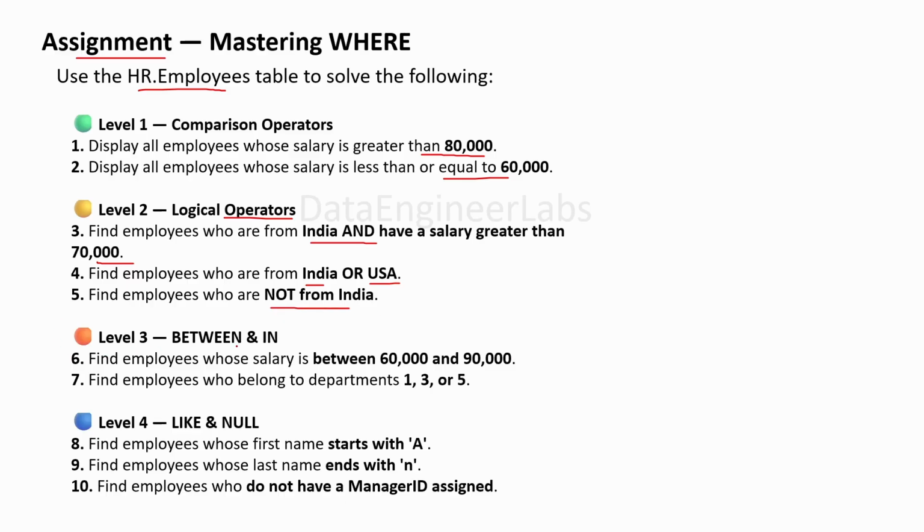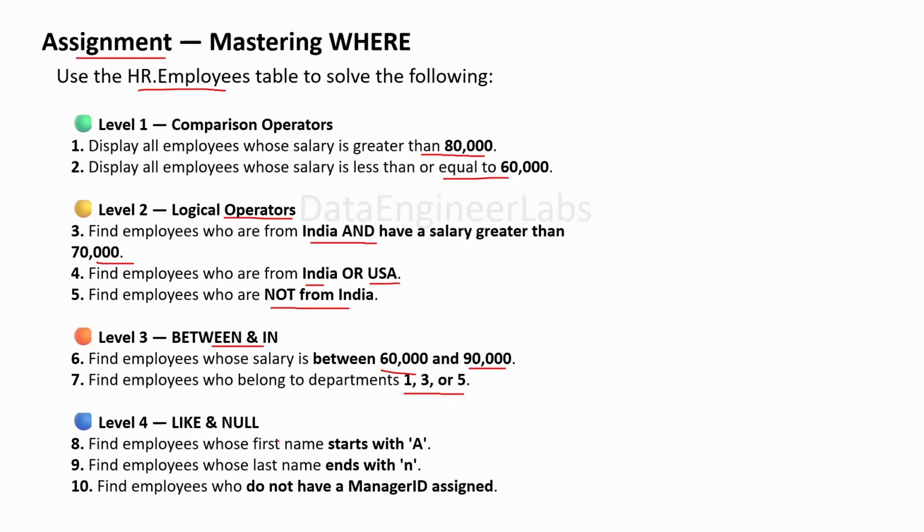Then we have the BETWEEN and IN operators. So you can try to find out all the employees whose salary is between 60,000 and 90,000. And you can also try to find out the employees who joined between 2022 and 2024. And then you can try to find out all the employees who belong to department 1 or 3 or 5. And also you can add furthermore, like you can try to find out all the employees for multiple countries.